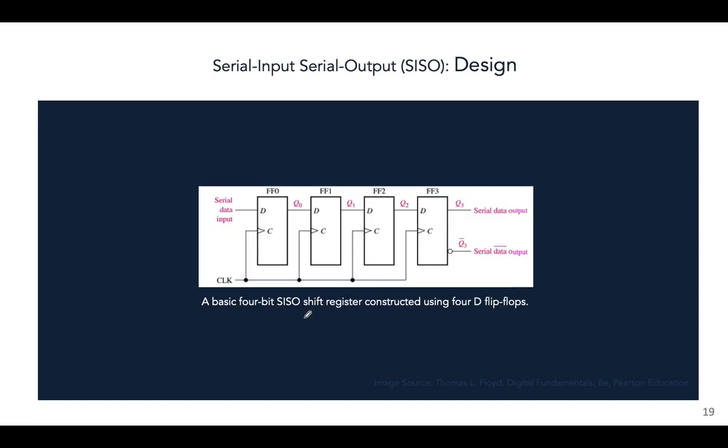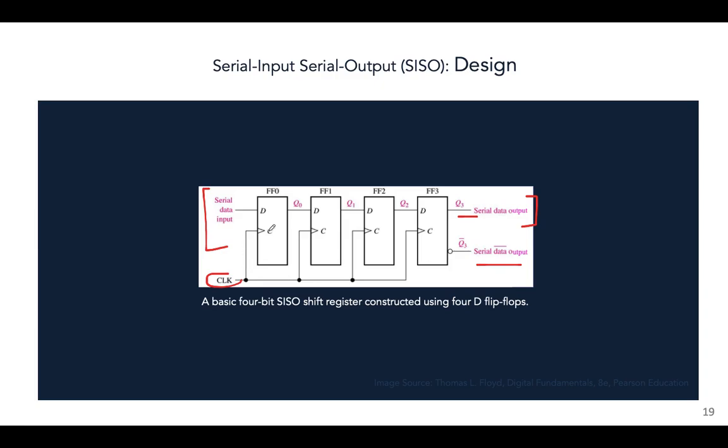Let's take a look at the design of a SISO register in a bit more detail. We have four D flip-flops arranged in a cascade. The output of the first flip-flop is the input to the next one, and the output of that flip-flop is the input to the next one, and so on up to the end. The data goes in from this line, the serial input, and comes out of this line, the serial output. This is the complement of the output, which you'll understand if you recall the operation of a D flip-flop. So, serial output complement, and then the clock, a very essential component.